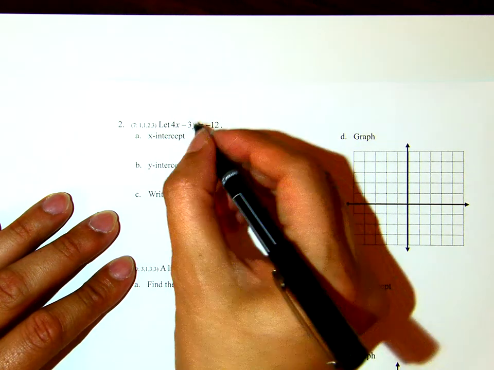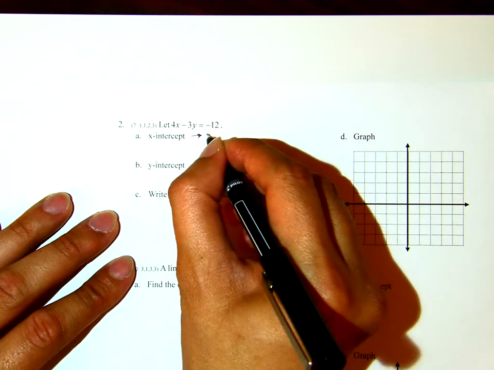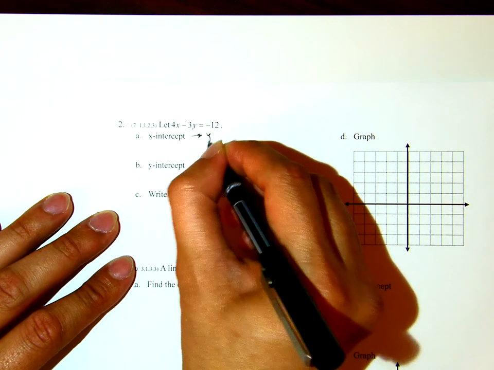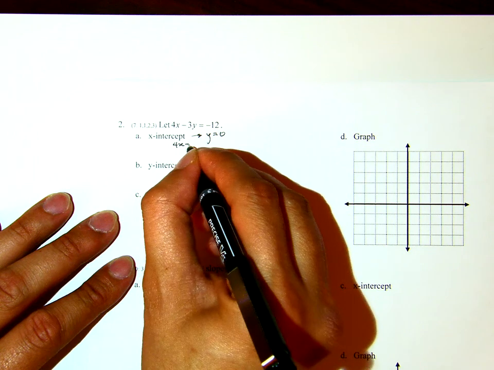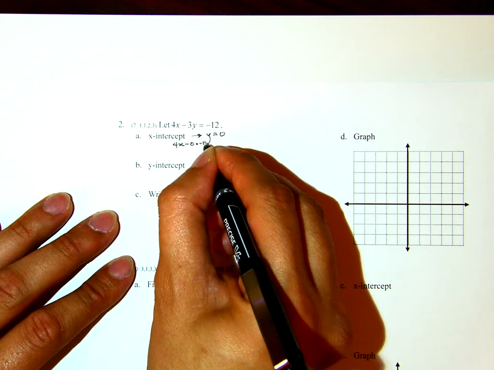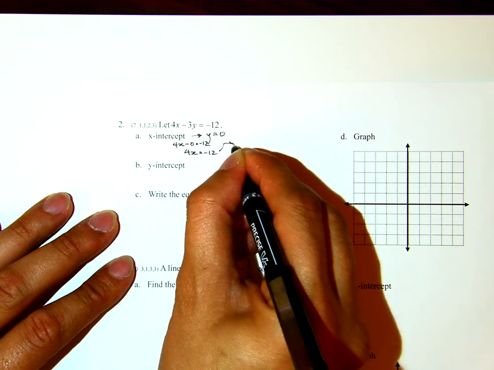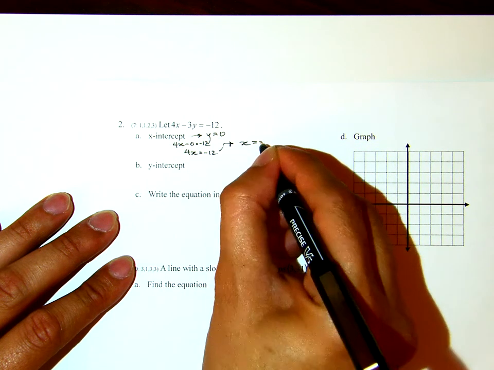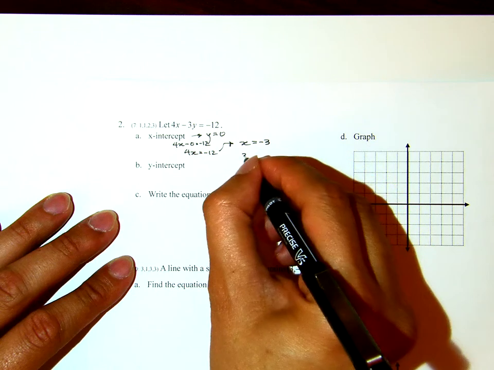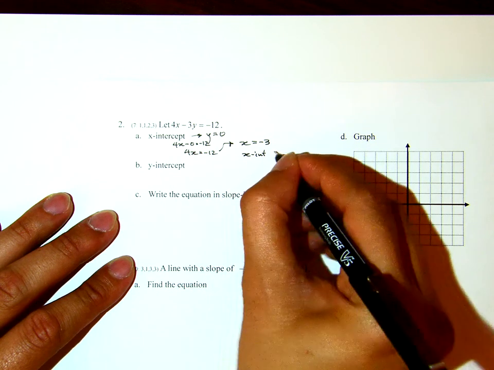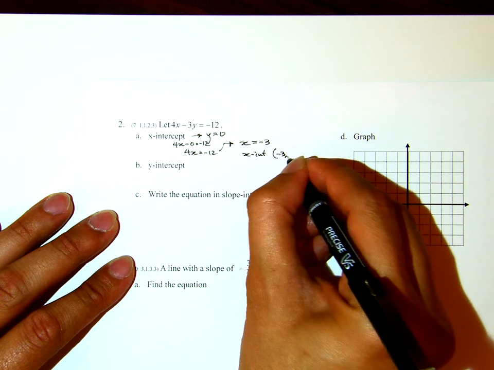The x-intercept, we know that's by setting y equals 0. So if I set y to be 0, that will be 4x minus 0 equals negative 12, or 4x equals negative 12. So x equals negative 3. So the x-intercept is negative 3, 0.